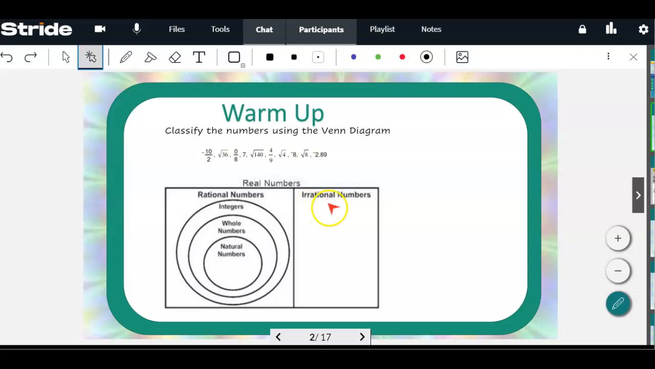You have rational numbers, irrational. And we want to classify these. Now we have to be careful. -10/2. So really for this, it's best to go ahead and change all of these to decimals or integers. So -10/2, if you put that into the calculator, it becomes -5. All right, and the square root of, so let's back up. So -5 is an integer, so that would go in here.